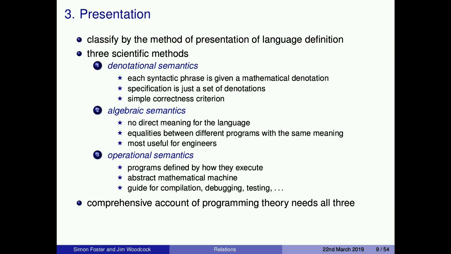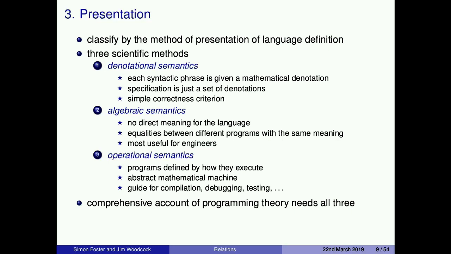Algebraic semantics, we've already talked about. You're talking about equalities between different elements of the language. So you might want to say something like sequential composition is associative. If I abort and then do something, it doesn't matter what I did because I aborted already. These kinds of equalities. And these kinds of semantics tend to be quite useful for engineers because they allow us to rewrite our programs in various ways.